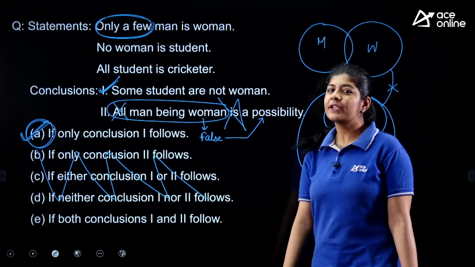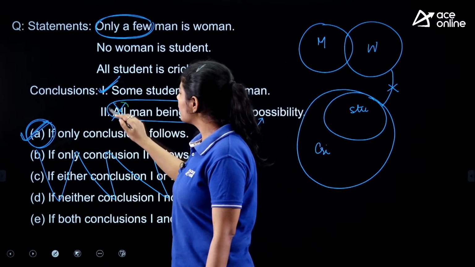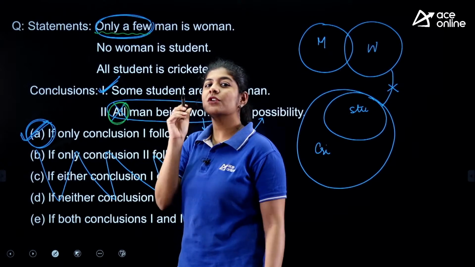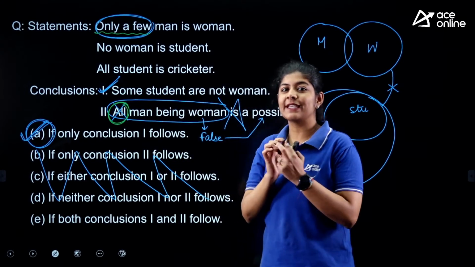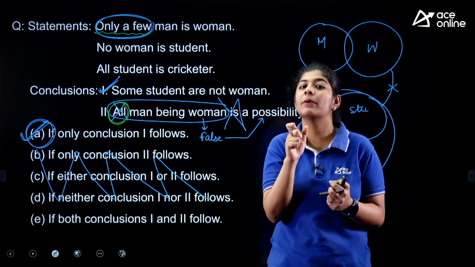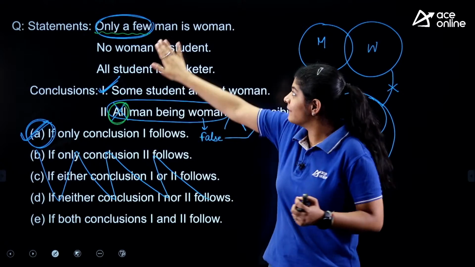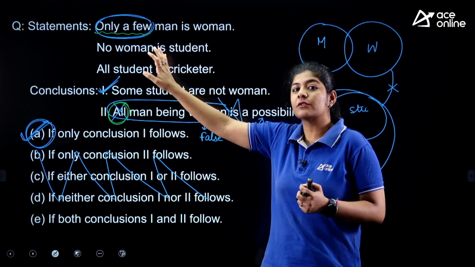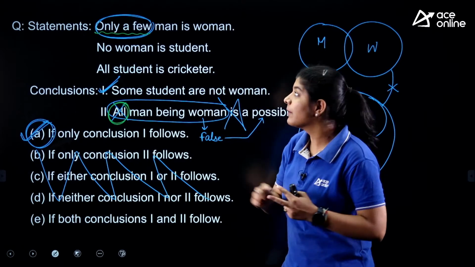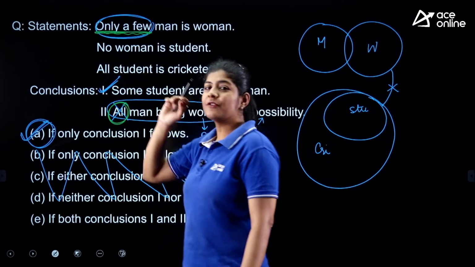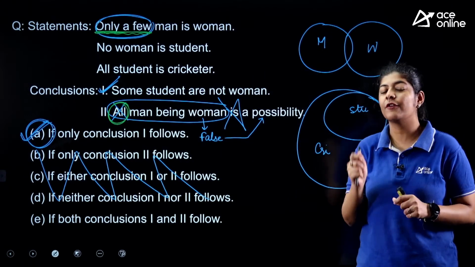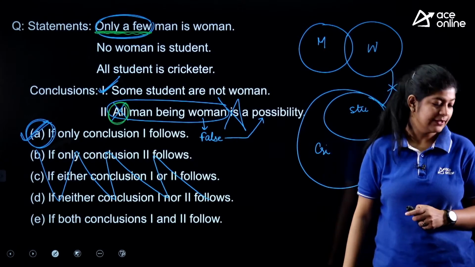Here we simply need to take care of each and every word. If we consider all, that means we are not following this one. The statement is specifically saying that only a very few, that means a very small part of men, is common with women. That means from this statement we can also conclude that there is some part of men which can never be a part of women, because of these three words. So whenever we have questions from the concept of syllogisms, we need to take care of every single word, right?